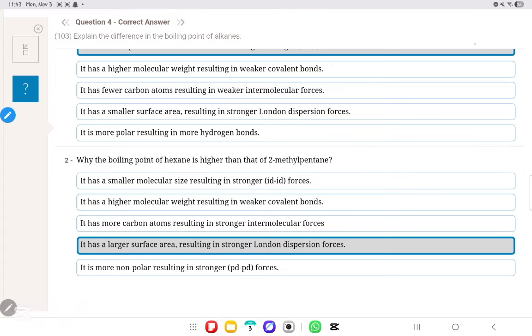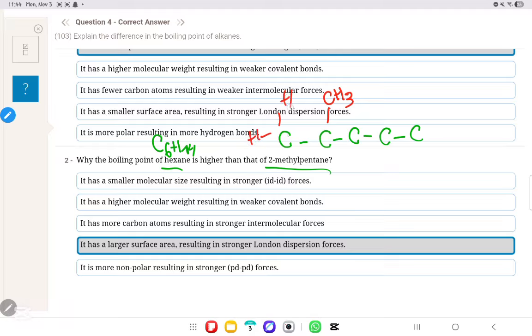Now, why is the boiling point of hexane higher than that of 2-methyl-pentane? Hexane is C6H14. 2-methyl-pentane, let us draw it. It is 1, 2, 3, 4, 5. This is, first of all, pentane. And then 2-methyl, so here we have CH3, and then everything else is H.